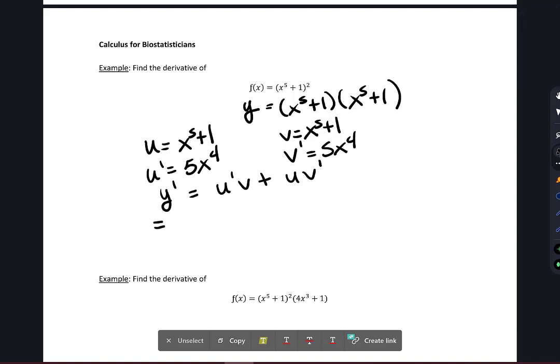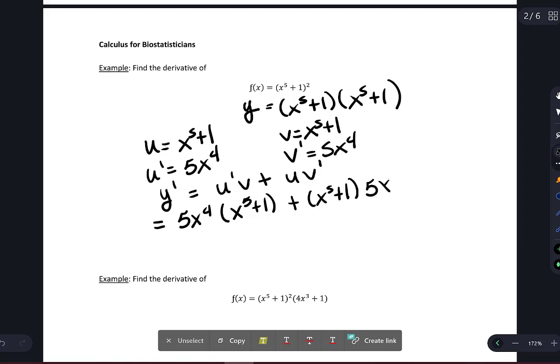which is equal to 5x^4 times (x^5 + 1) plus (x^5 + 1) times 5x^4. Notice this is equal to 2 times 5x^4 times (x^5 + 1). And then this is going to be equal to 10x^9 plus 10x^4.